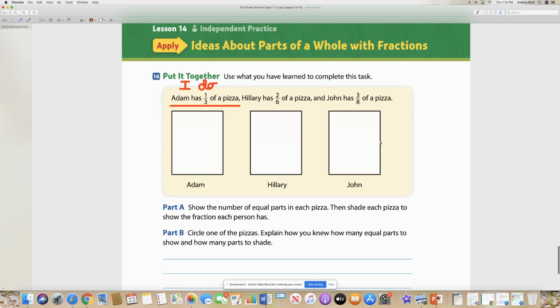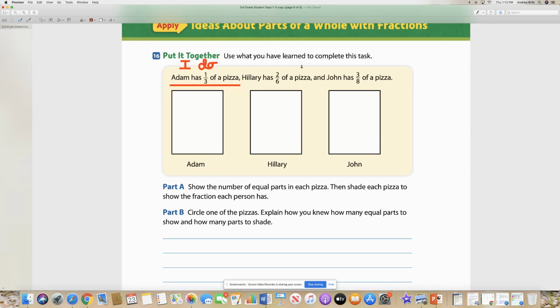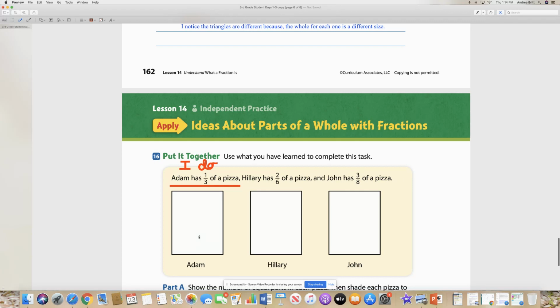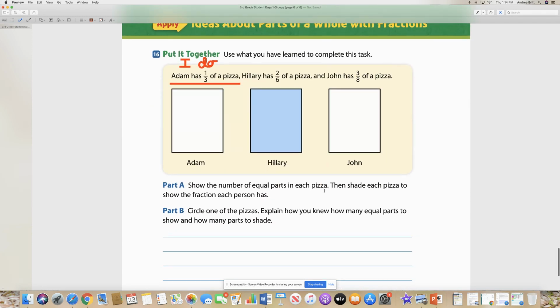All right, last one, number 16, put it together. Use what you have learned to complete this task. Adam has 1/3 of a pizza, Hillary has 2/6 of a pizza, and John has 3/8 of a pizza. Adam, Hillary, John. Now I can tell that they're eating square pizzas, but looking at these pizzas, they are all the same size. They all are the same size, straight across the top here. They're the same height, and they make just completely the same size. So we're talking about the same size of pizza.